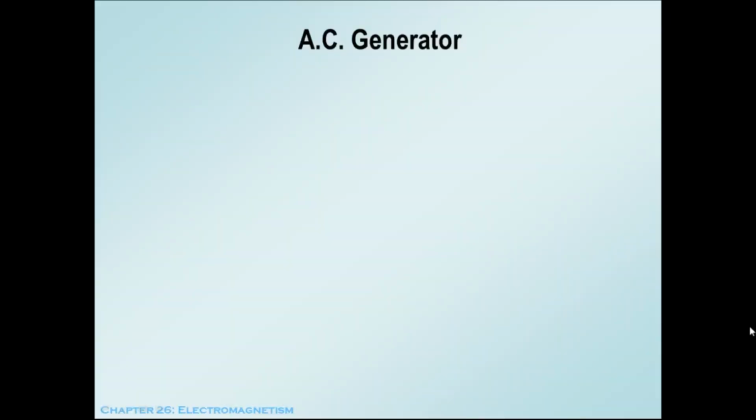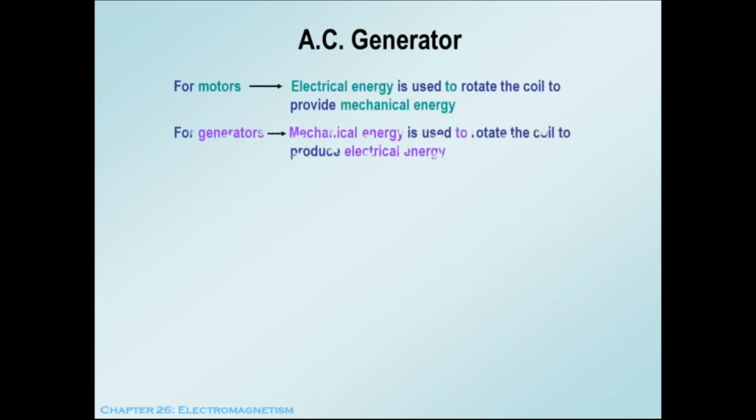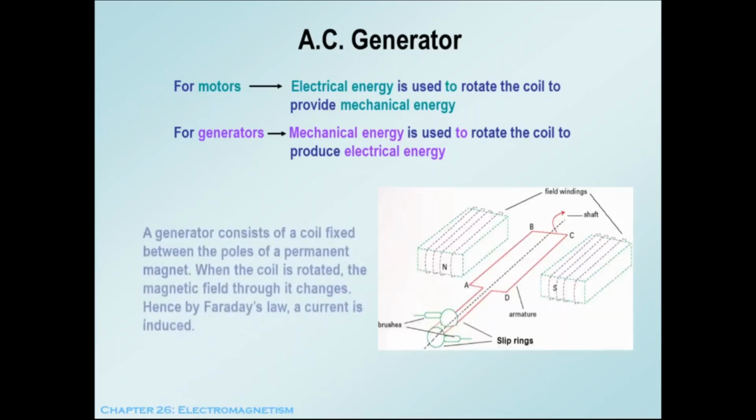Let's keep in mind that the AC generator is different from the motor. Motors convert electrical energy to mechanical energy. Meanwhile, generators do the opposite. They convert mechanical energy to electrical energy.